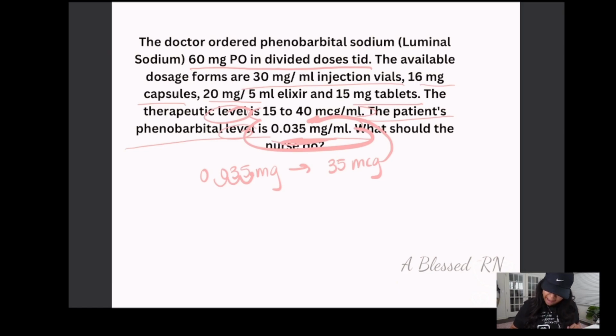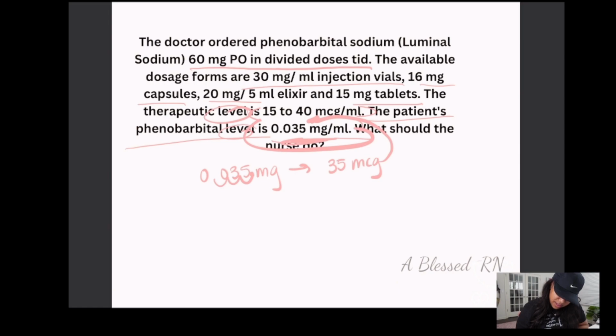So what else do we need to do? Because I mean, it just said, what should the nurse do? Well, the doctor told you that he wanted 60 milligrams in divided doses over the day. So what we're going to do is give the medicine, because he's therapeutic, he's not toxic, and he's not subtherapeutic, and we want to keep him where he's at. So let us look at the order.